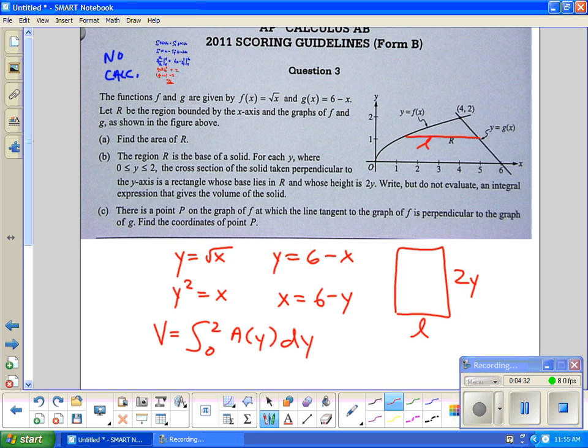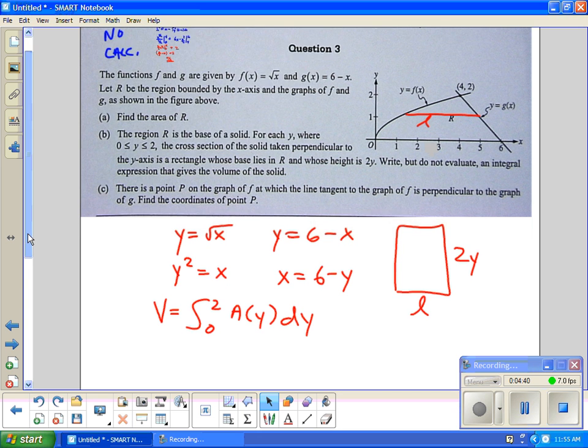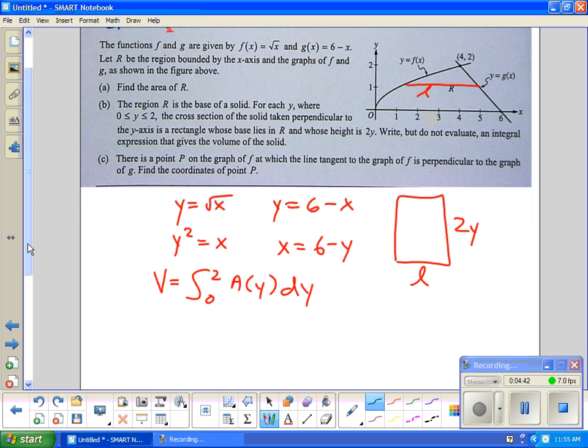We know, since we were evaluating about the y-axis, that it has to be dy. And if I do this now, we're going to have to define L. L is the x distance. It's going to be g of x, which is this one.